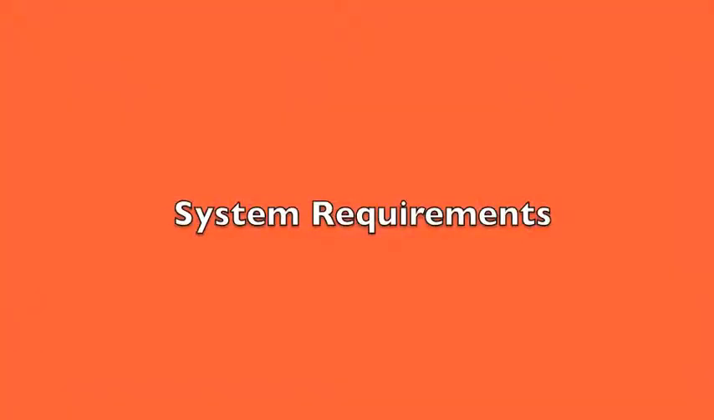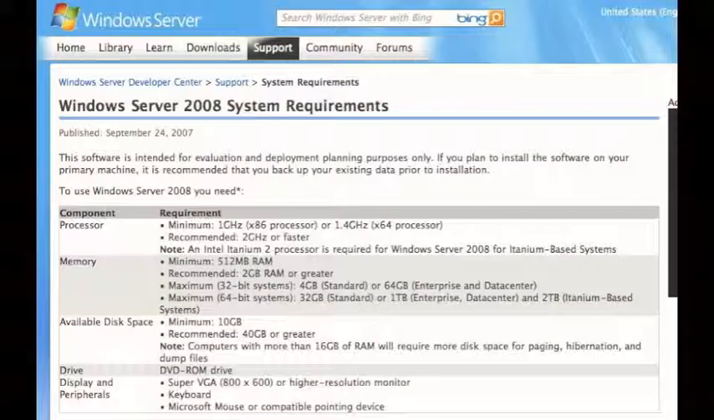Before you begin, you want to ensure that your system meets the following requirements. As we look at this chart found on the Microsoft website, we can see you need a computer with at least a single-core 1.4 GHz or dual-core 1.3 GHz processor, 512 MB of RAM, and 32 GB of disk space.